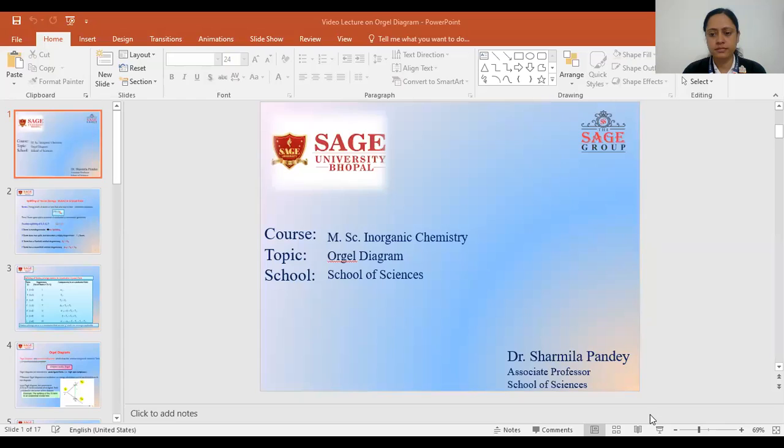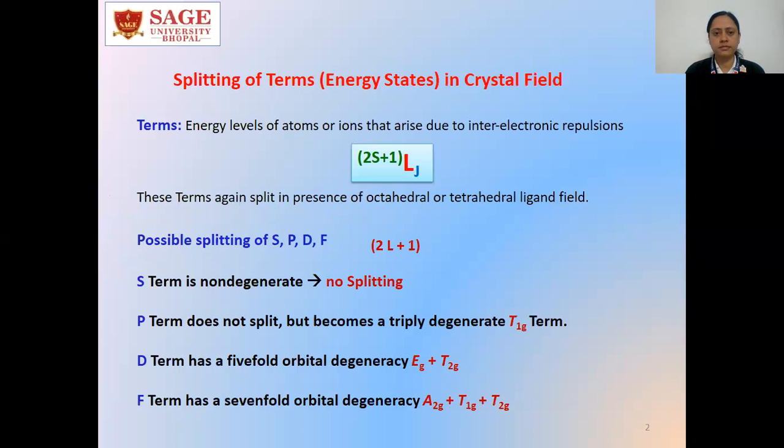Today I will discuss the topic Orgel diagram. So Orgel diagrams we get basically from the splitting of terms. Terms means energy states, and this splitting of terms happens in a crystal field, that is, in the presence of an octahedral or tetrahedral field. So what is a term?